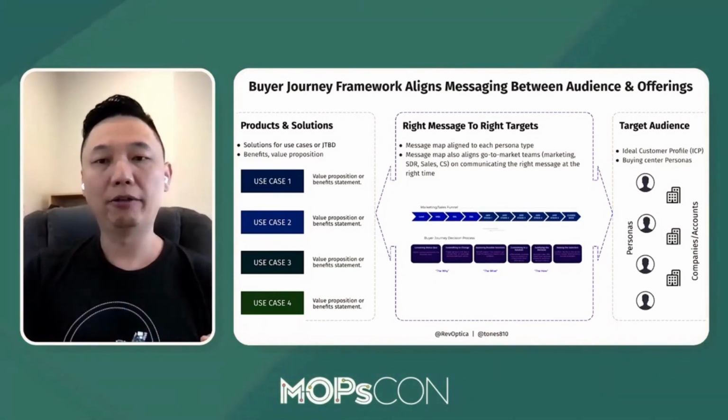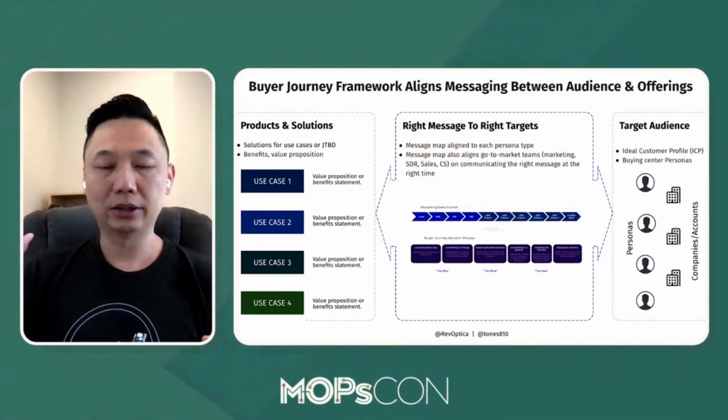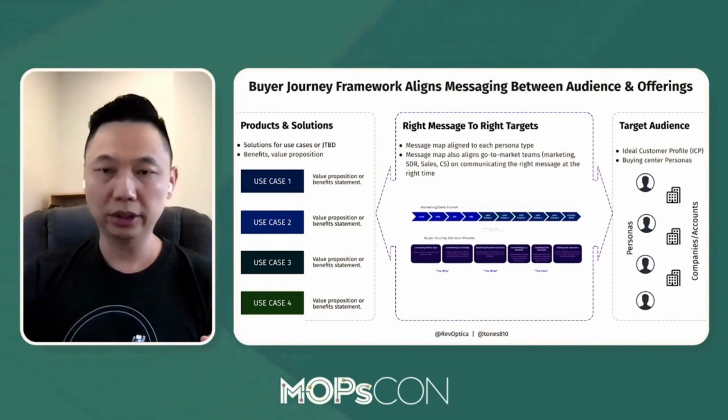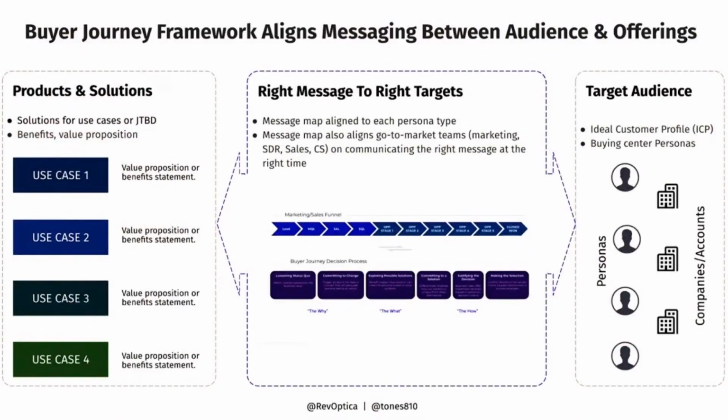Many companies also have the right side of the slide down to a certain degree, where they've done some work identifying their target audience, their ideal customer profile, their ICP, and/or maybe they've developed buyer personas. Those two things are great. What I have not found to be common in terms of best practice at many of these companies that I work with is the stuff in the middle that bridges the gap between your products and solutions and your target audience.